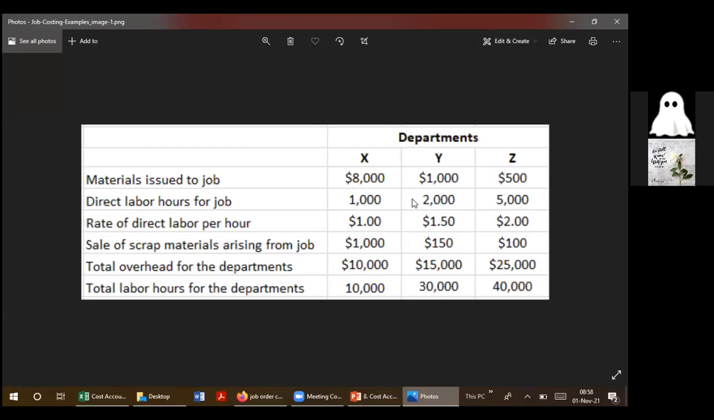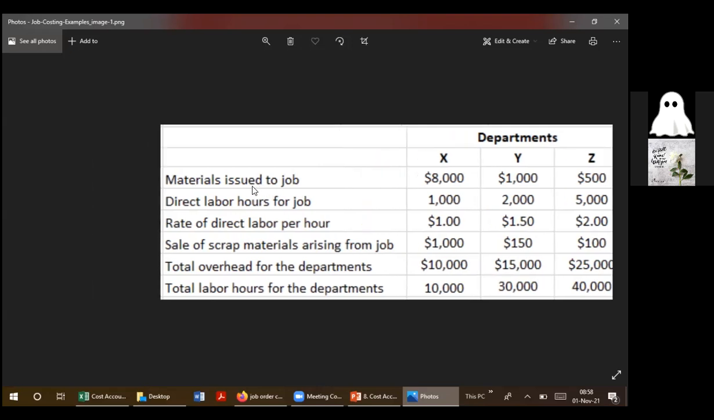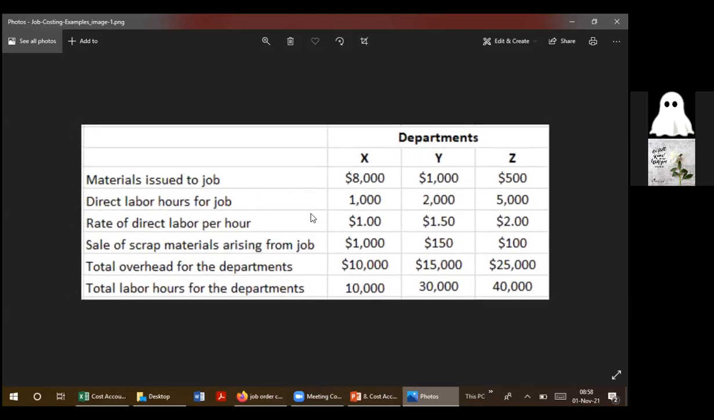Now remember, these are hours. Sorry, these are not the dollars that we paid. These are hours of labor spent on the job. The money paid would be how much is the direct labor per hour for this job. So to find out the direct labor for department X, you will need direct labor for job X, that is 1,000 hours, and the rate of labor is $1 per hour. So it will become $1,000.